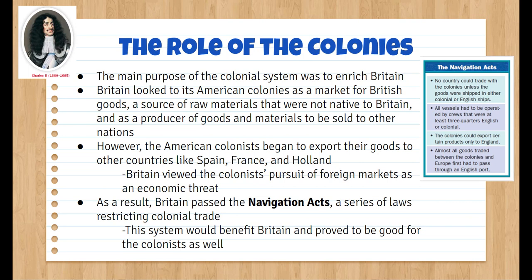So the Navigation Acts established that no country could trade with the colonies unless the goods were shipped in either colonial or English ships. All vessels had to be operated by crews that were at least three-quarters English or colonial. The colonies could export certain products to England, and almost all goods traded between the colonies and Europe first had to pass through an English port. They're just trying to restrict the colonies' abilities to include other countries. They want to trade exclusively with them, and they didn't want the colonies to trade with anyone else.